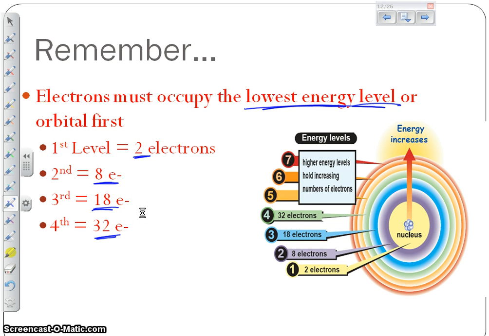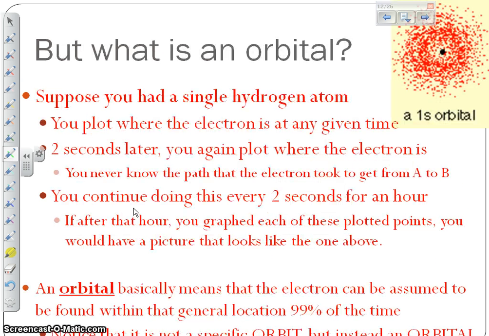A lot of this occurs, though, because these levels, the second orbital level, actually has sub-levels. Okay, and this third one with the 18 has a couple sub-levels, and this 32 has a couple sub-levels. So what we're going to do is look at how the sub-levels actually interact. Before we get into that, what exactly is an orbital?